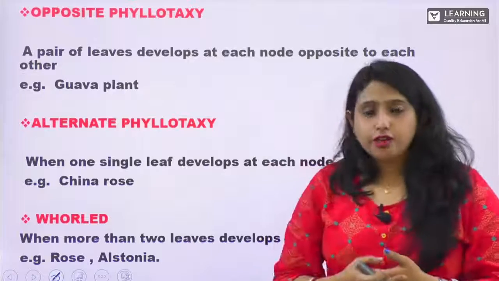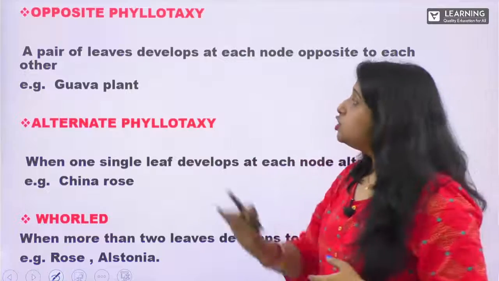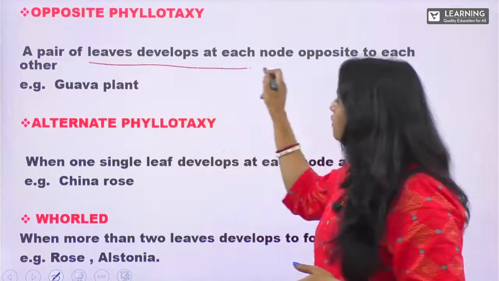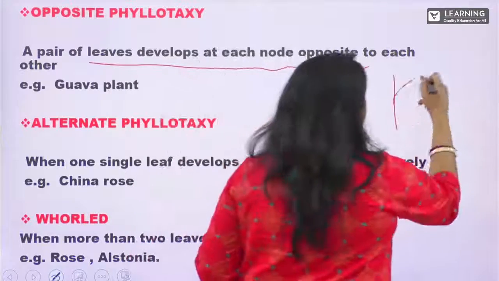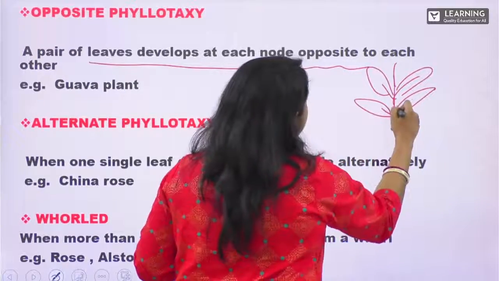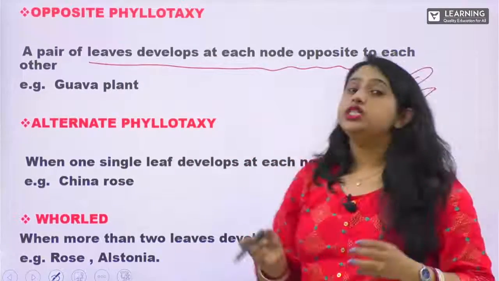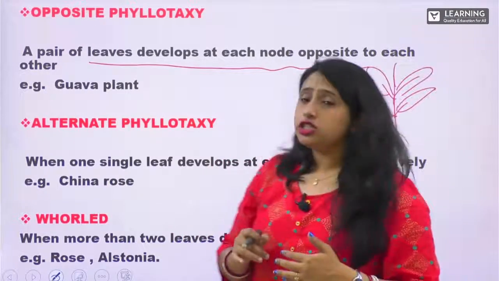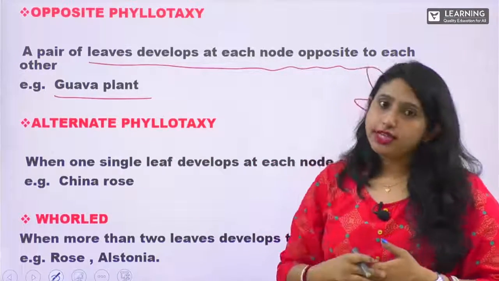So now let us see the definition of this phyllotaxy. First one is your opposite phyllotaxy. So you can write it down. What is opposite phyllotaxy? It means a pair of leaves develops at each node opposite to each other. As you have seen right here, the leaves are exactly opposite to each other, isn't it? That means a pair of leaves develops at each node, opposite to each other. So where will you see this opposite phyllotaxy? Yes, in case of your guava plant, you will see this opposite phyllotaxy.